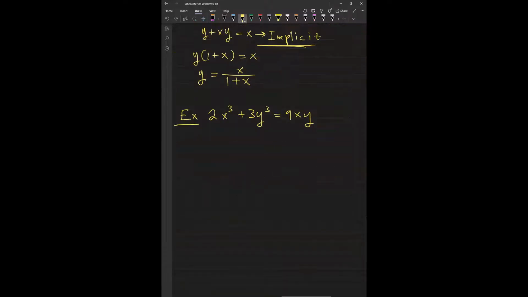Now, would you say this is implicit or explicit? And of course, you would say this is implicit. It is not written as y equals. Could you solve it for y, such that it's y by itself equals a function completely in x with no other y's? Of course, the answer is no. It's impossible. This cannot be written explicitly. So sometimes there is no way.